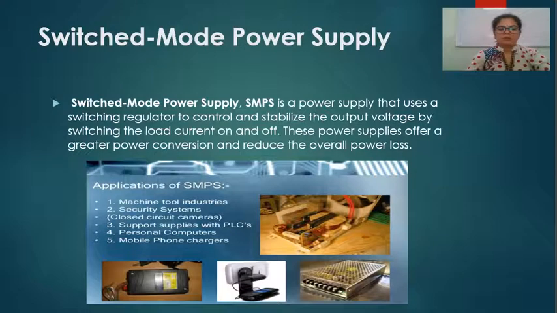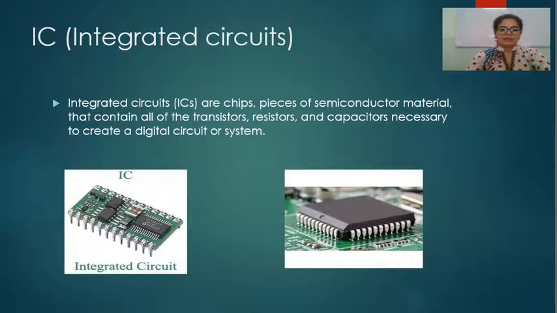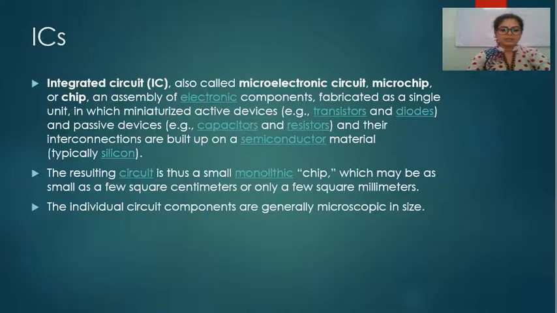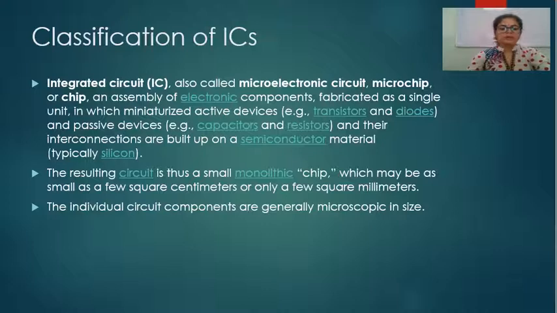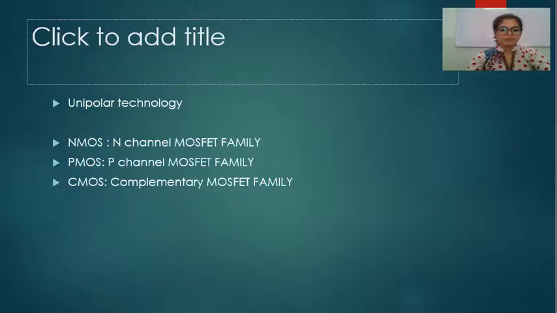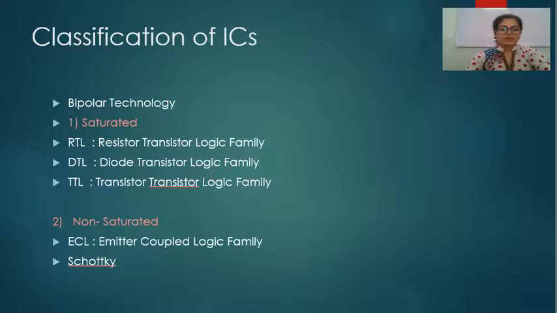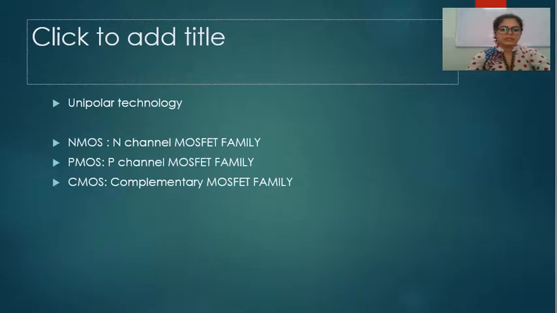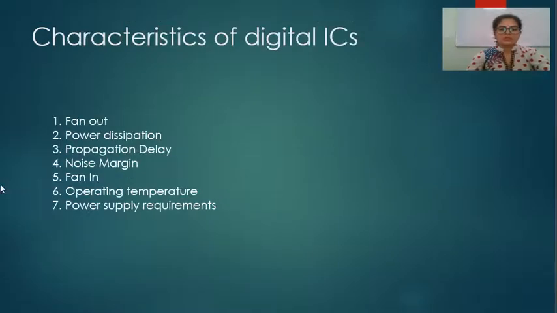After that, we have started with this topic, switch mode power supply. And the last topic of this unit was IC, integrated circuits, where we have studied what is IC, what is the classification of IC, what are the different categories of IC. So where we have studied 2 different categories, bipolar and unipolar. So in the bipolar, we have following categories, whereas in the unipolar, we have these 3 categories. And the last topic was characteristics of IC, where we have studied the definition of all these things.